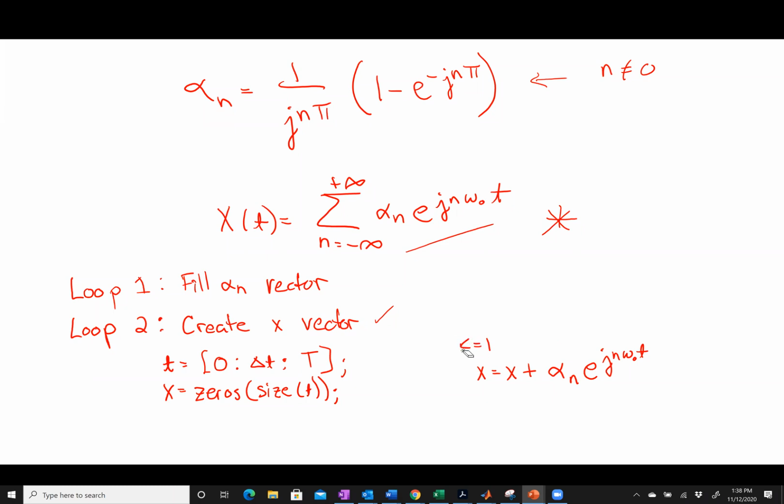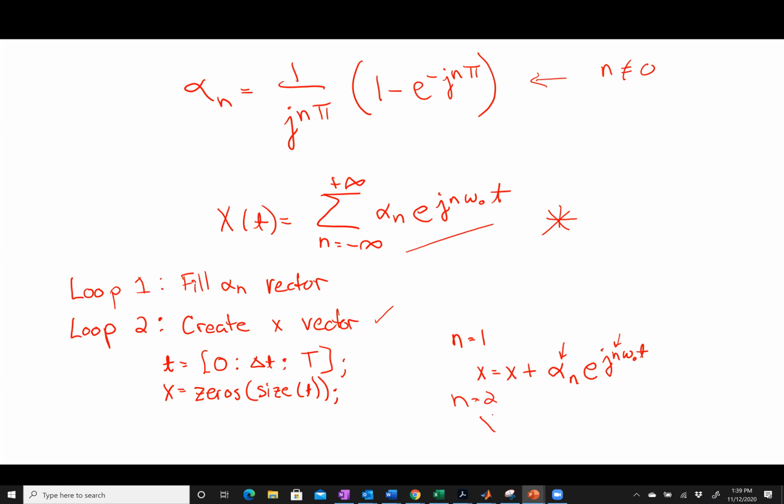In fact, let me not do it as k. Let me do it as n. If I did this from n equal 1 to infinity, I'm going to keep looping through here, pull out a value of alpha, and plug in a number for n. Every time I loop through here, I'm going to increment the value of n by another number.